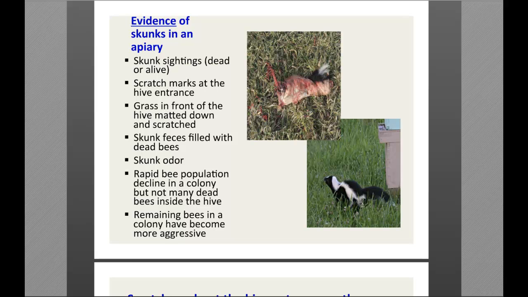Another one that's quite obvious is if the bee population seems to have declined rather significantly since the last time you checked that hive, but you don't see many dead bees inside. So it's almost like a colony collapse disorder kind of situation where the bees are gone, but you have less of them there. And then, of course, the bees that remain oftentimes seem to be more aggressive when you go in there to open up the hive as a result of this.